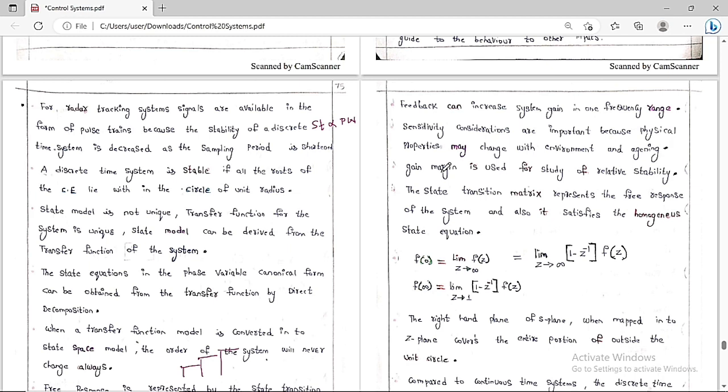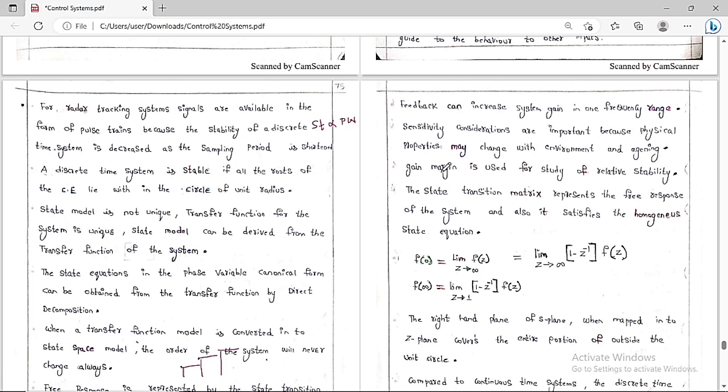The next point is gain margin is used for the study of the relative stability. Suppose I construct two systems. For system 1, the gain margin is GM1, and for system 2, the gain margin is GM2. If GM1 is greater than GM2, then we can say system 1 is more stable when compared to system 2. More is the gain margin, more is the system stability. By comparing the gain margins of two systems, we can say which is more stable. So gain margin is basically used for the study of the relative stability.